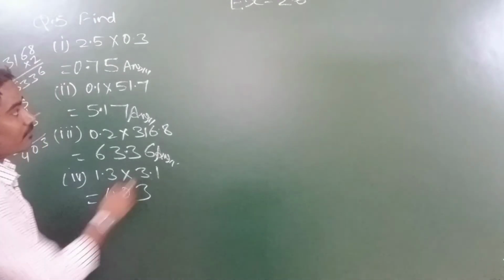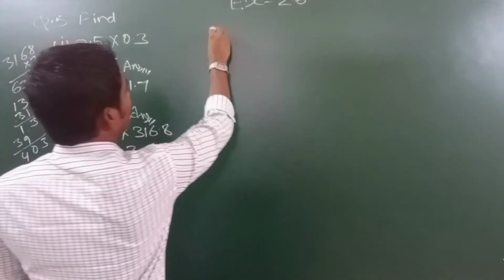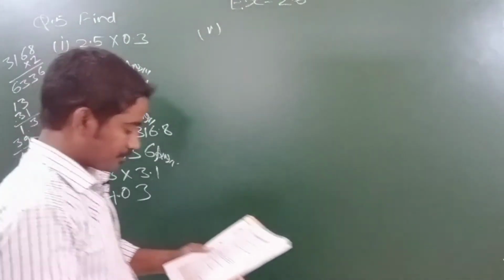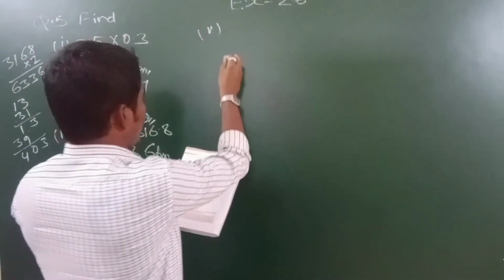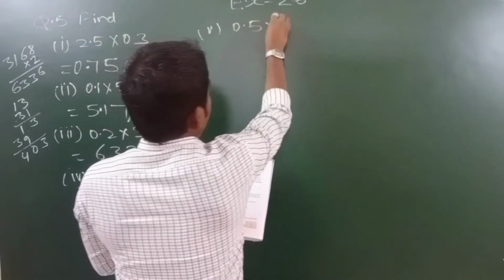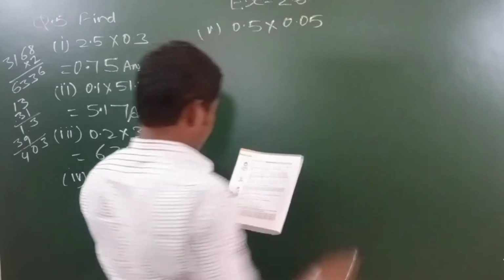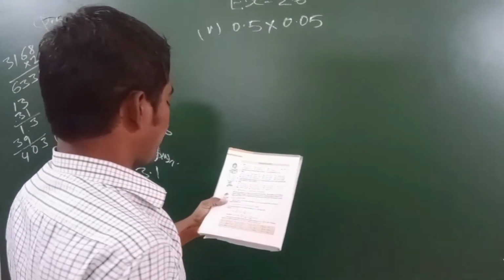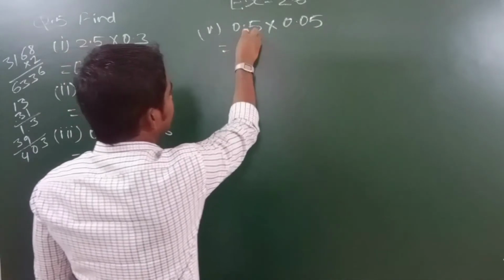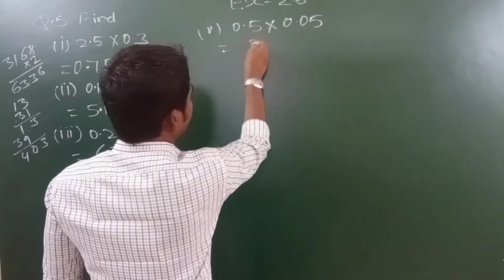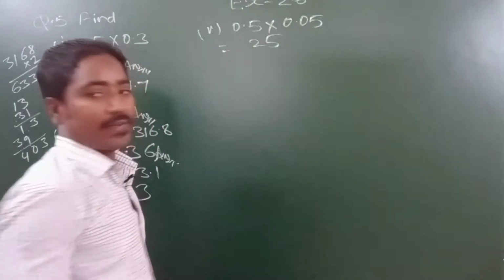Okay, 1 2 and finally decimal. So moving to next segment. Okay, next segment is 0.5 into 0.05. Now if you forget the decimal, it will become 5 and it will also become 5. So if you multiply them, you will get 5 5s are 25.